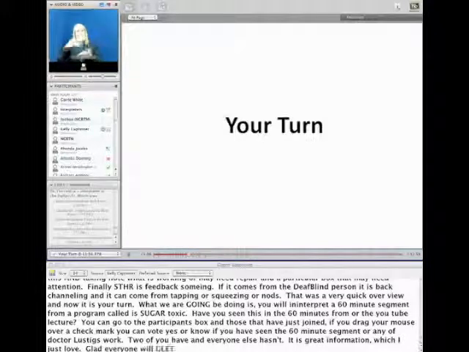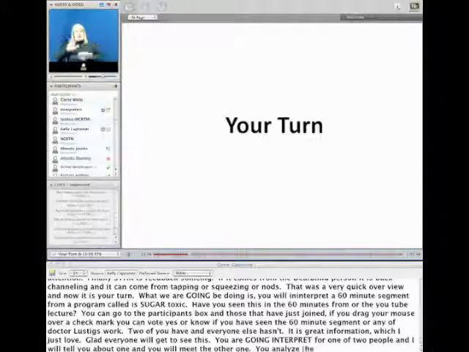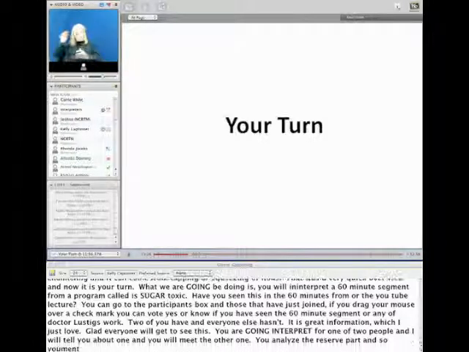So you're going to be interpreting for one of 2 people, and I will tell you about one of them, and then you will get to meet the other one. And this is going to get tucked in the back of your heads as box 5, which is to analyze the receiver part. And so what you want to have tucked back there is, who is this person and what do they need to know in order to make this make sense?